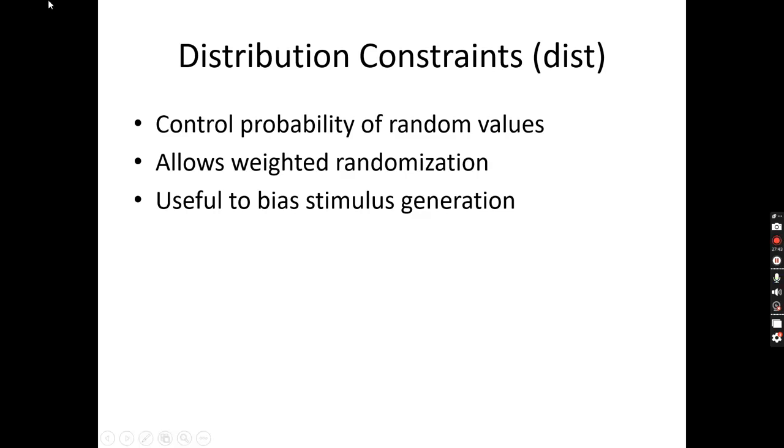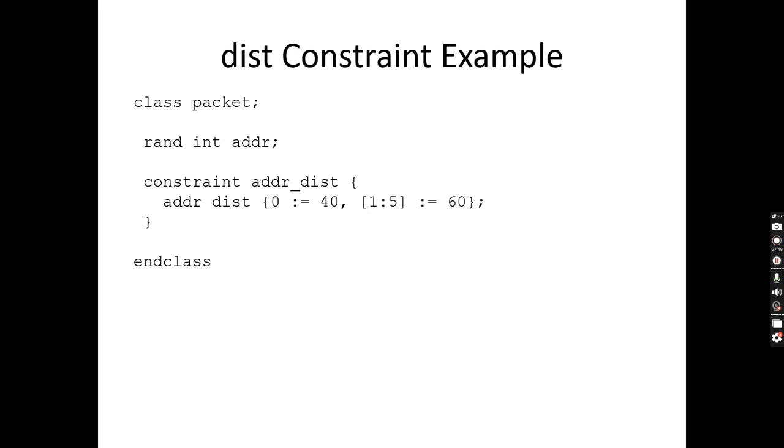If I randomize them, what if we want to do it like that? Then we will go for distribution constraints. So this is actually the distribution constraint. We have to use the rand keyword, and the constraint name is address. We have to use the dist keyword after the variable.